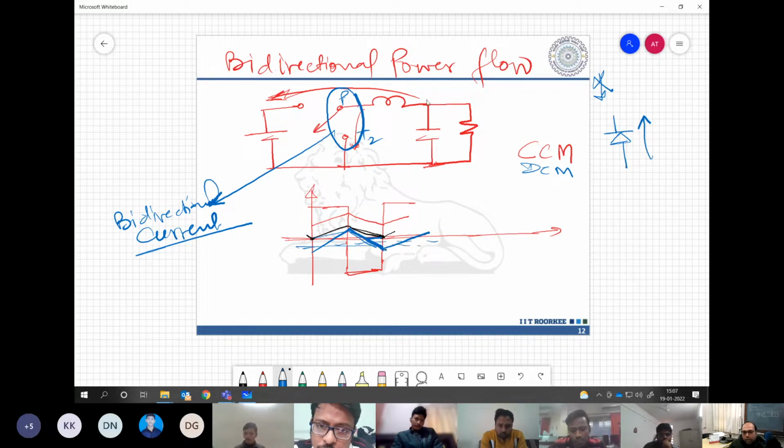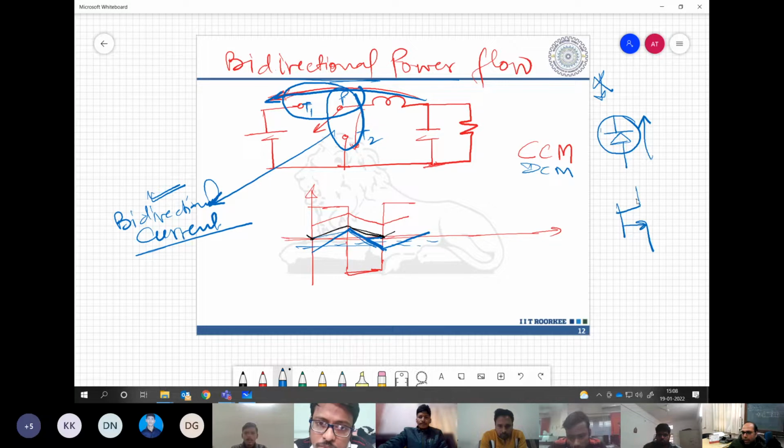Now the average current is basically negative, which means power is flowing from this side to this side. So how can that be made possible? It can be made possible only if both the switches have the capability of bidirectional current carrying. If they both can carry current in both directions, positive as well as negative, you can have bidirectional power flow. Already you have the diode. You need a switch which can conduct in the other direction as well, and definitely it must be a controlled switch.